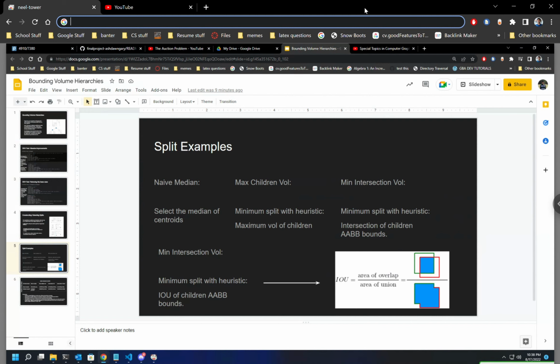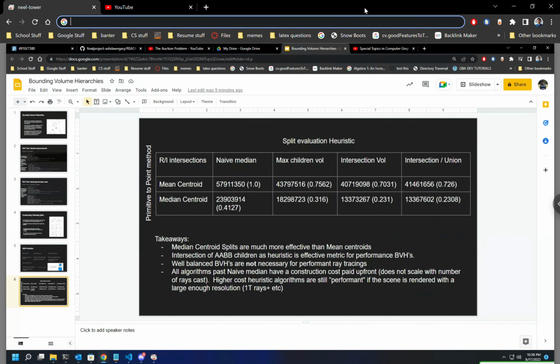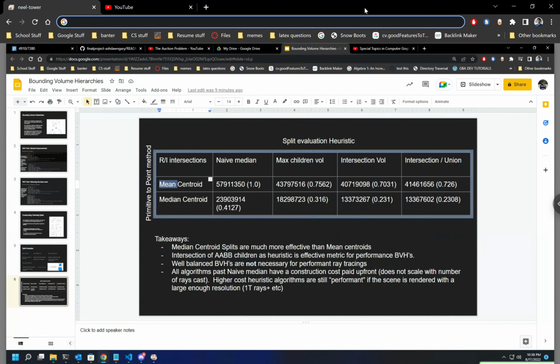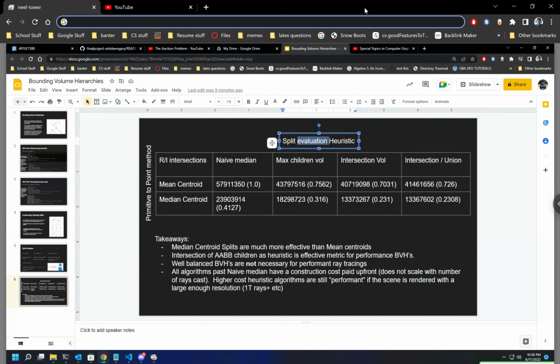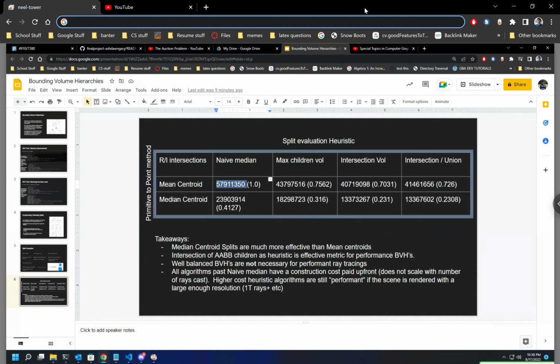And on the next slide are the results. You can test these out yourself on the mock by using the correct defines in the README, and they'll run the test for a given primitive-to-point method and a split evaluation heuristic. So the baseline was the naive median with mean centroids, so taking the average coordinate on a given axis and then taking the median of all the centroids.